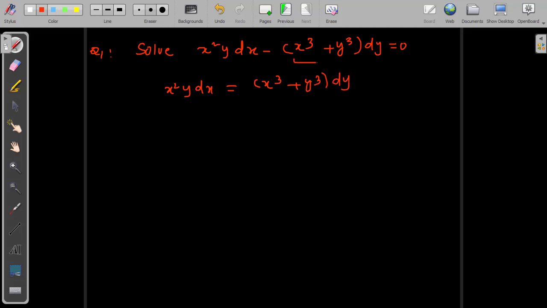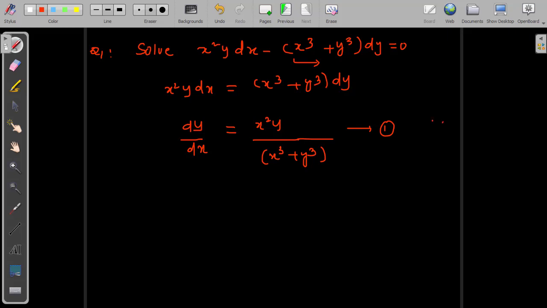Just transpose this term to the right side. So again rearranging, dy by dx equals to x square y in the numerator divided by the denominator x cube plus y cube. Let us say it is equation number 1. So dy by dx will become x square y divided by x cube plus y cube.